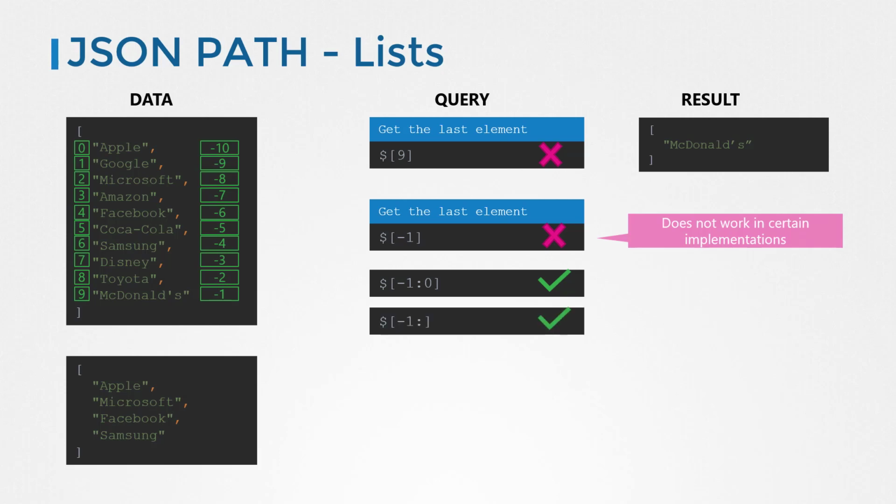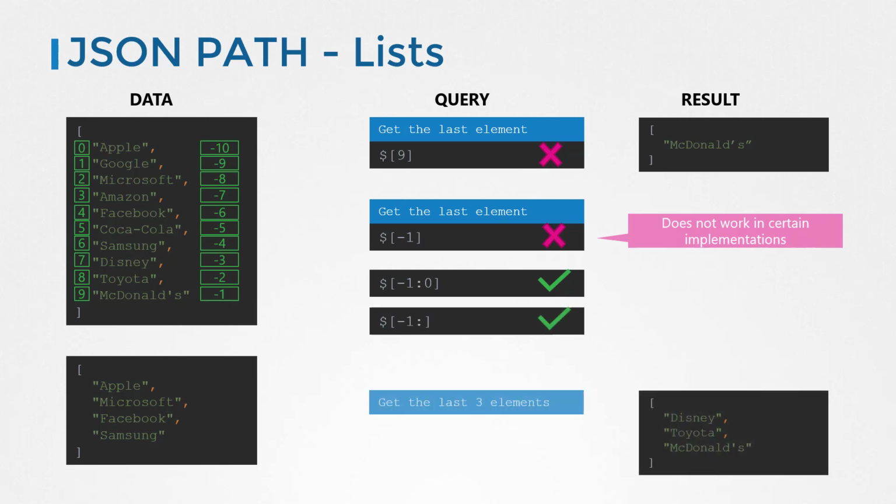Similarly, to get the last 3 elements, you could say $[-3:0], or leave it blank.